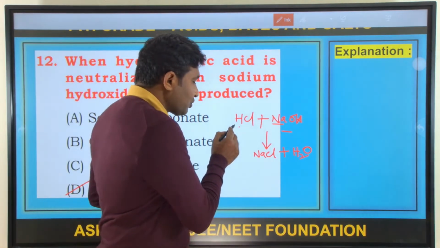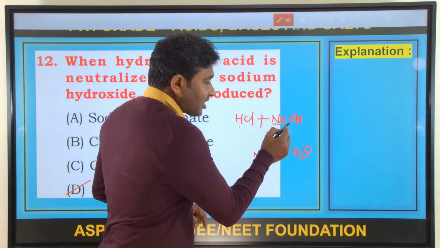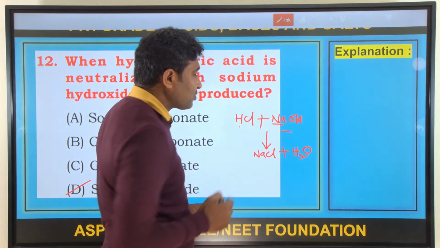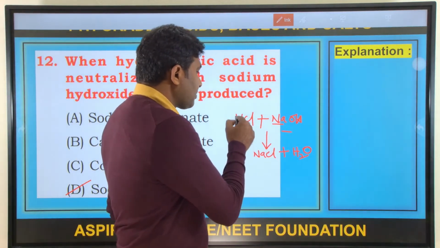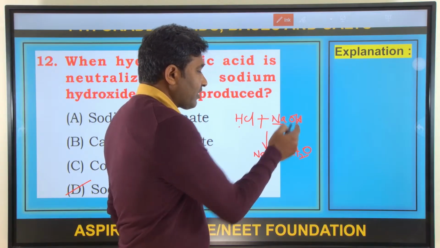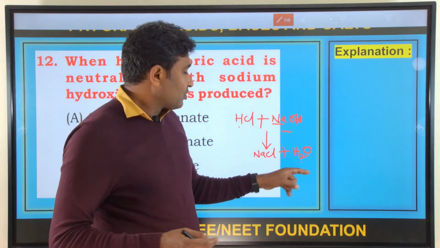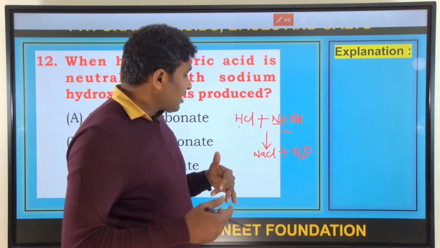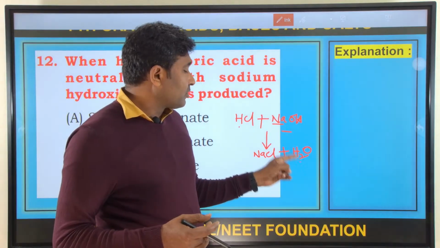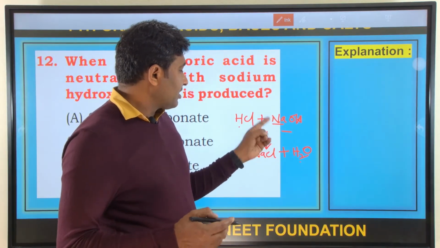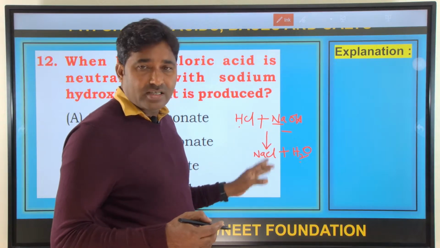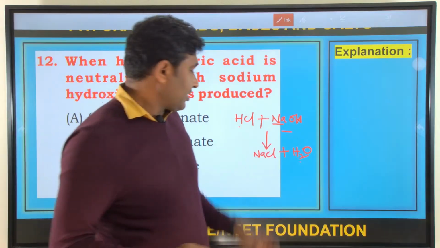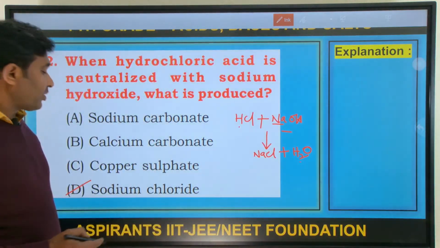Here acidic character is due to the presence of H plus ion, and basic character is due to the presence of OH minus ion. When their aqueous solutions are treated together, H plus is neutralized with OH minus by forming water. So the H plus and OH minus combine together and form a neutral compound, water, and the resultant salt is NaCl, the neutral salt, a normal salt, neither acidic nor basic. So your correct option is sodium chloride.